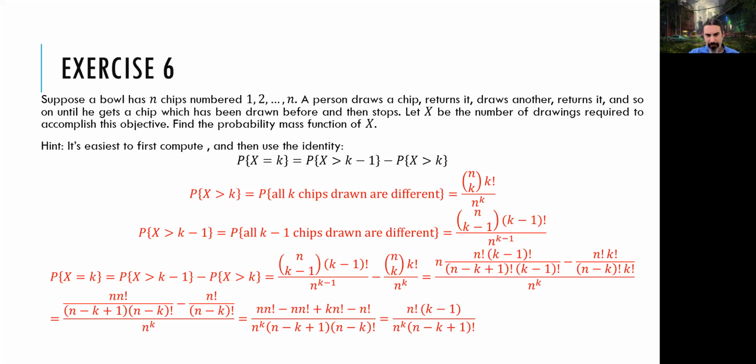Now, in here, it says that let x be the number of drawings required to accomplish this objective. So picking the same chip twice, not in a row, in any way possible. Find the probability mass function of x. Now, it says that to find this PMF, you can use this identity. Now, why do we use this identity? We can see, again, here. Let's say that this is k minus 1 and this is k.